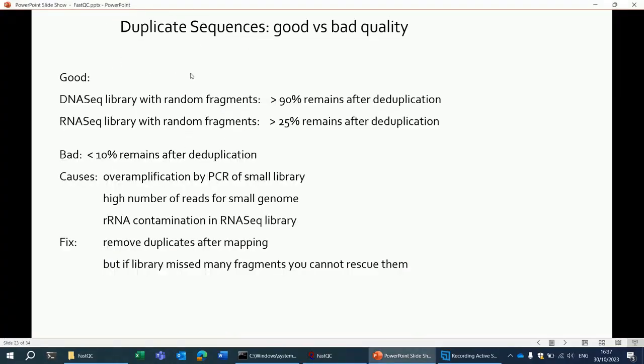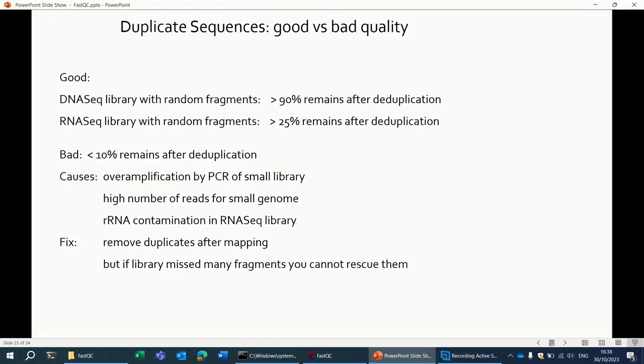So what percentages of duplicates are acceptable? Well, it really depends on the library that you work on. So DNA-seq libraries with randomly cut fragments, there you expect to see no duplicates at all. So you should have at least 90% of reads that remain after deduplication. In RNA-seq libraries, you expect to see duplicates because of the highly expressed genes. So here you expect to have at least 25% of reads remaining after deduplication. When you see percentages of remaining reads after deduplication below 10%, then you really have a problem.